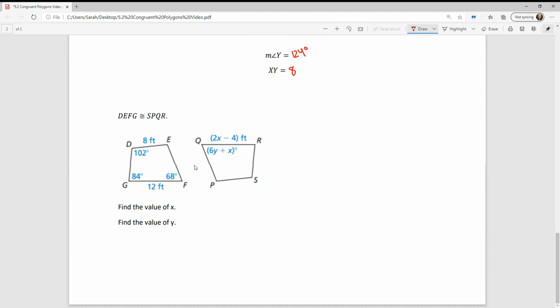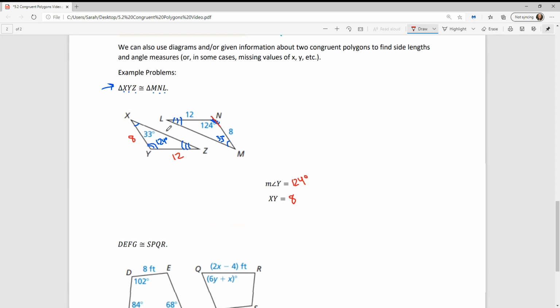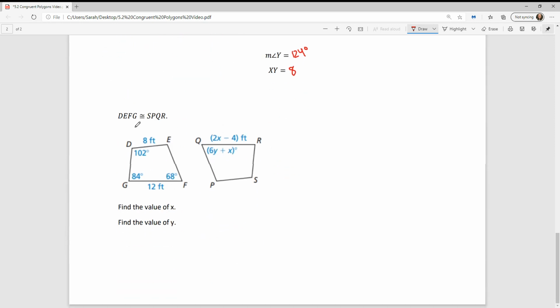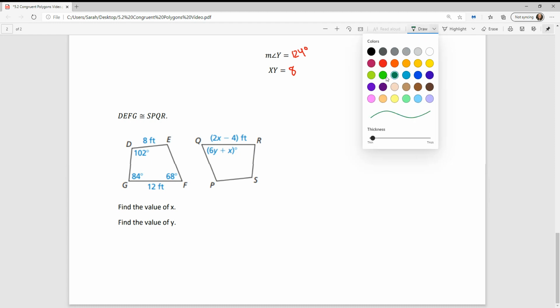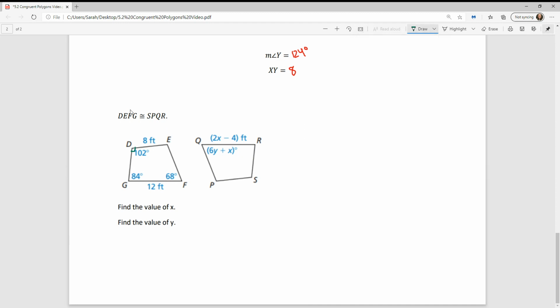Last thing we're going to look at is the same idea, just a little more complicated. So this last one, everything was marked with just numbers. Here we see we have some expressions. So they want us to find the value of x, find the value of y, but we can use this congruent statement first like we did before. So DEFG is congruent to SPQR. So that means angle D is congruent to angle S. Angle E is congruent to angle P. Q and F are congruent. And then last but not least, G and R are congruent.